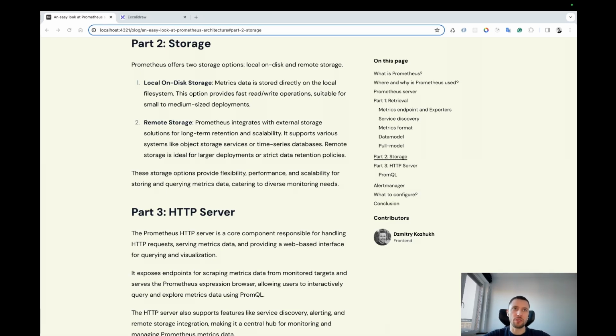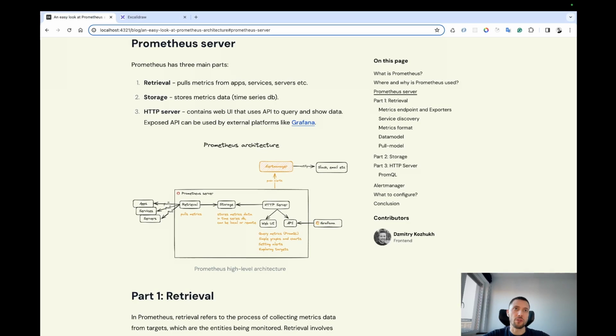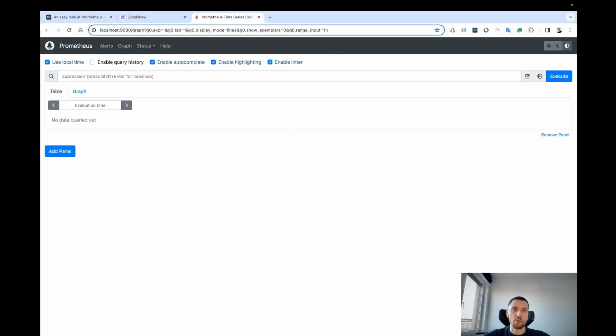Let's go to the Prometheus HTTP server part. Yeah, this one. HTTP server is a component responsible for handling HTTP requests, serving metrics data, and providing a web-based interface for querying and visualization. It exposes endpoints for scraping metrics data from monitoring targets and serves the Prometheus expression browser, allowing users to interactively query and explore metrics data using Prometheus.